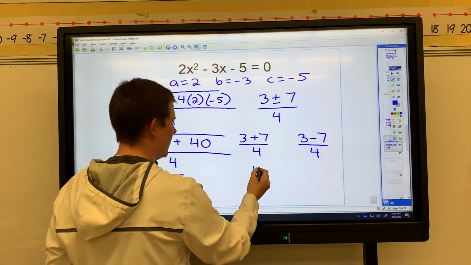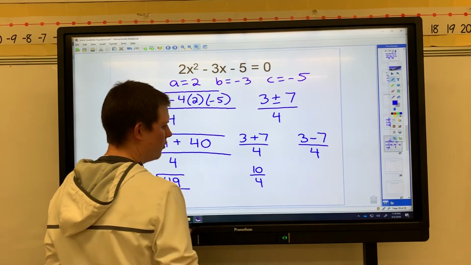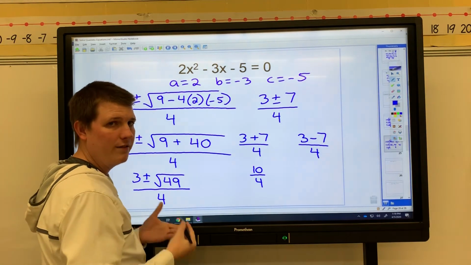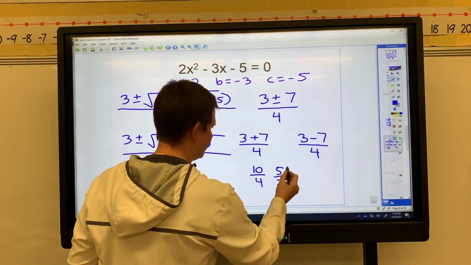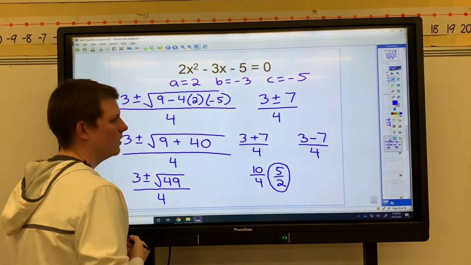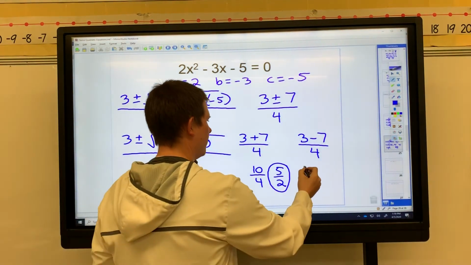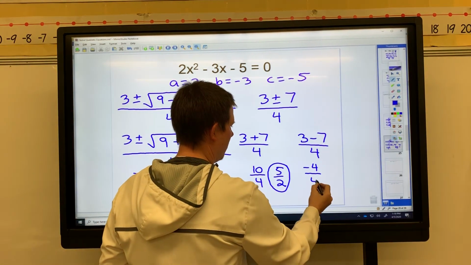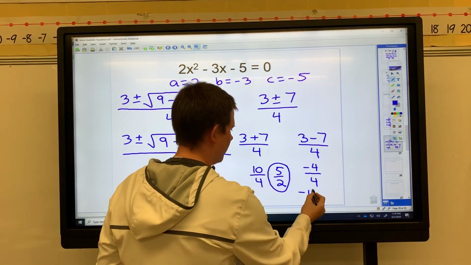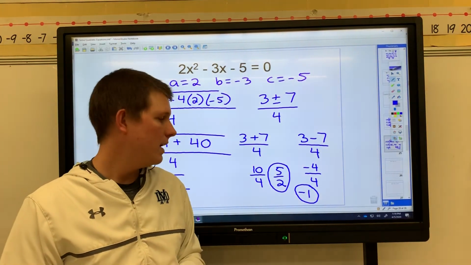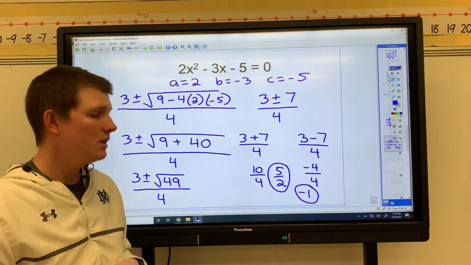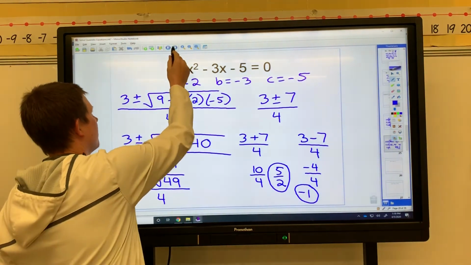3 plus 7 is 10. 10 divided by 4 does not come out evenly, so we're going to leave it as a fraction, but we want it in simplest form, which is 5 halves. 3 minus 7 is negative 4 over 4, which is negative 1. So my two roots are 5 halves, which is a fraction, and negative 1. Let's look at our next problem.